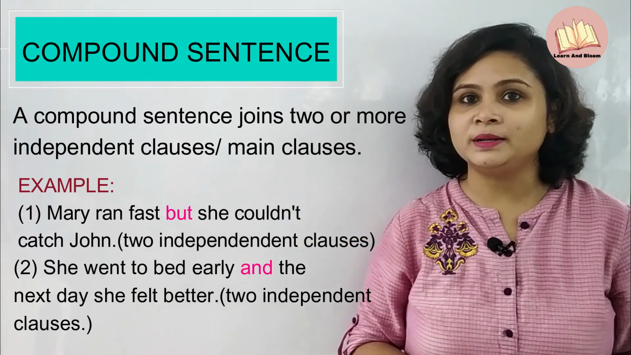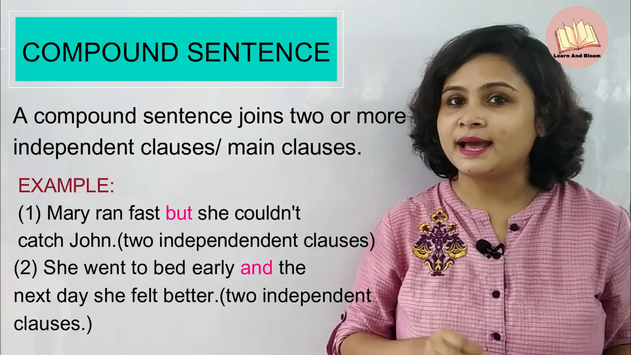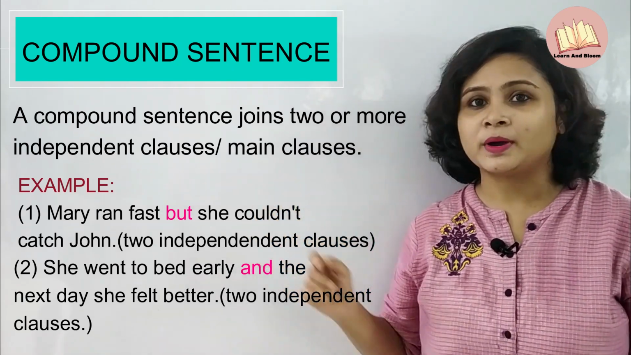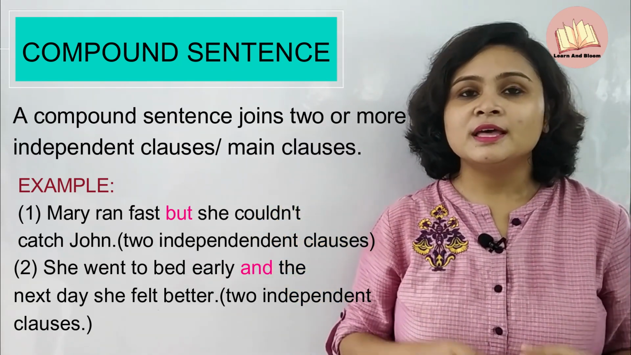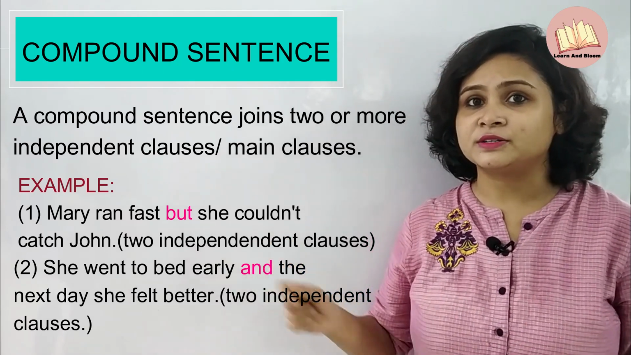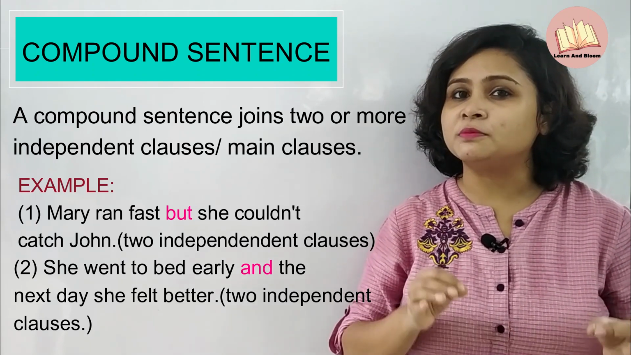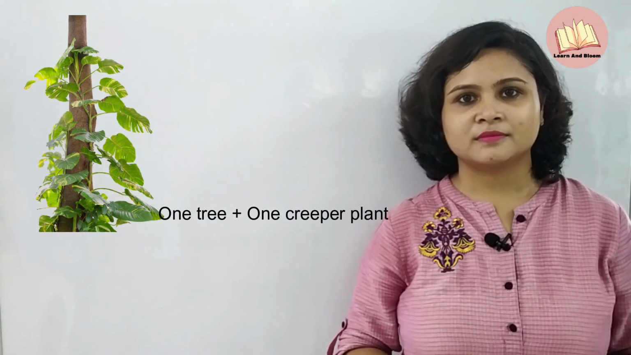Now the next one: she went to bed early and the next day she felt better. So this also has two main clauses that are connected by the conjunction "and". So this is also an example of a compound sentence.